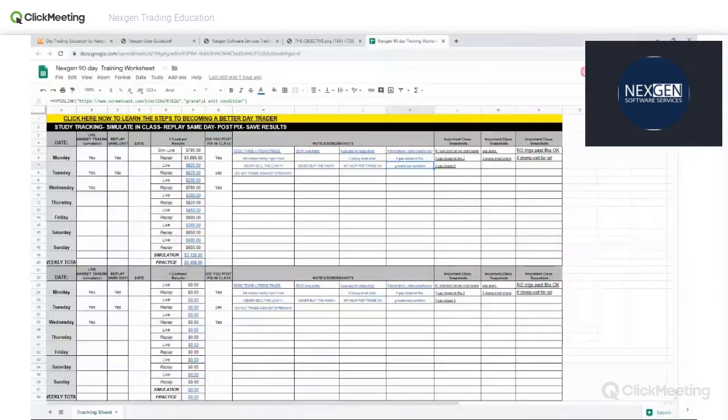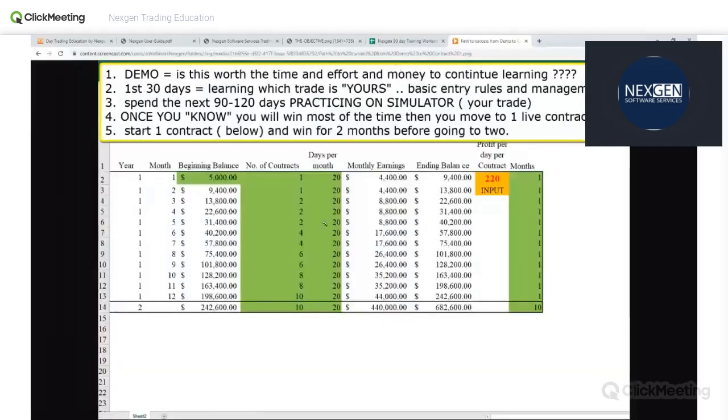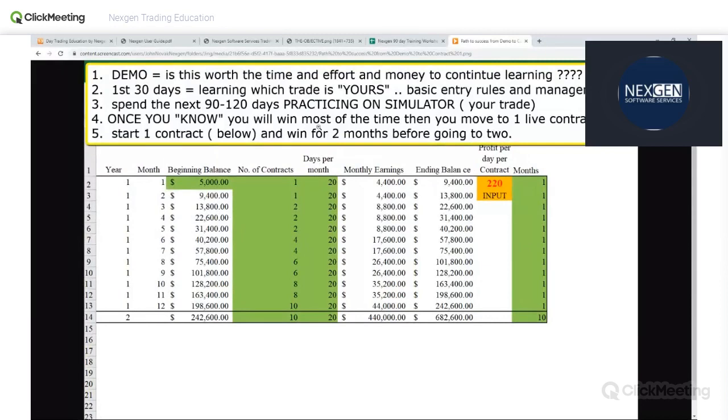So again, I tell people, don't get frustrated that you don't know everything that we know inside of a couple weeks. This is the path everybody takes. If you've traded for a long time, you're going to have an easier time with it. If you haven't ever traded before, it takes a little longer. You're going to do a demo of our software, and you're going to make a determination of if our software and our education and the plan is worth the time and effort and money to continue learning. Everybody who's with us for any length of time says unequivocally the answer is yes.